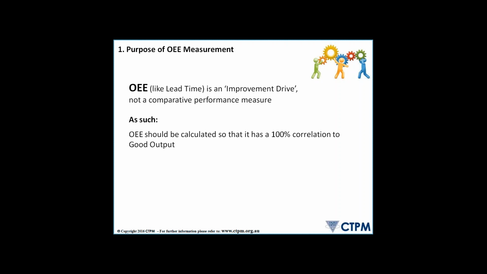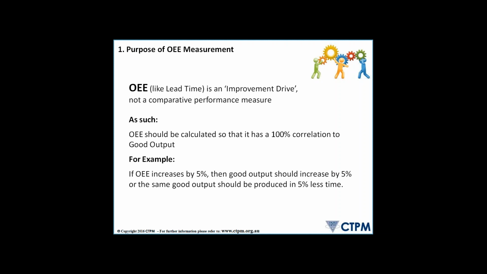OEE should be calculated so that there is 100% correlation to good output. For example, if OEE increases by 5%, then good output should increase by 5%, or the same good output should be produced in 5% less time. So OEE is meant to be an improvement driver and not a performance measure for comparing between sites, which some companies fall into that trap. We wrote a paper called "OEE, the most misused and abused indicator" all about that topic, and we'll talk about the availability of that paper at the end of the webinar. It goes into detail on why OEE is an improvement driver, not a comparative measure, because it is not a good thing to use between sites.